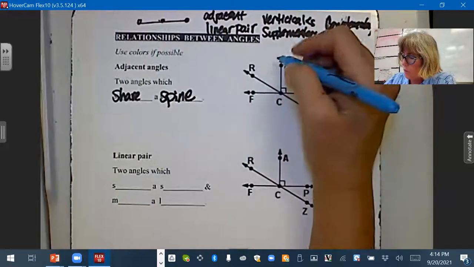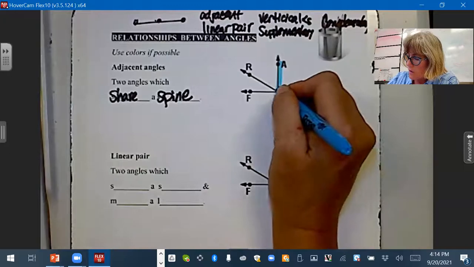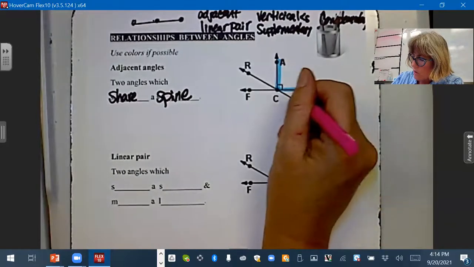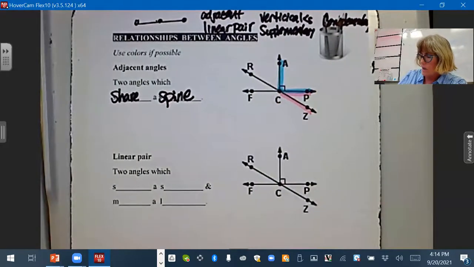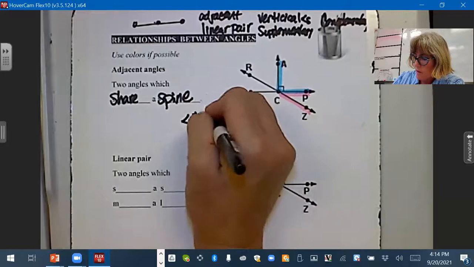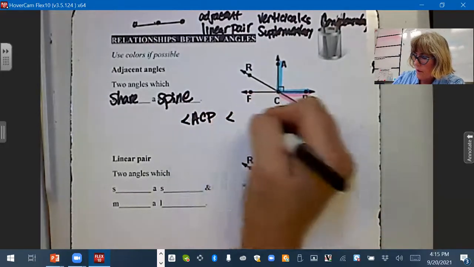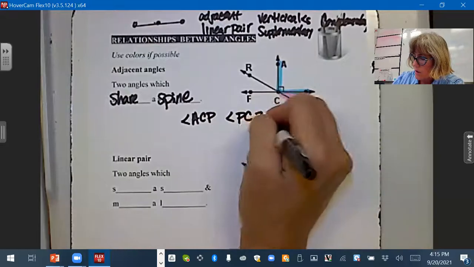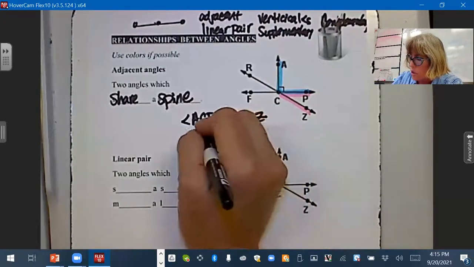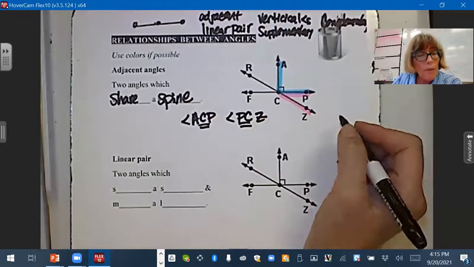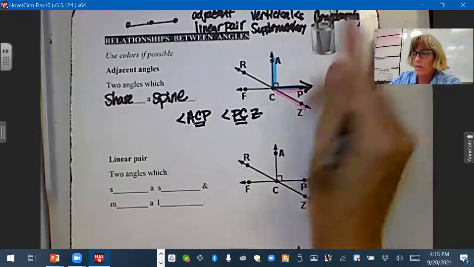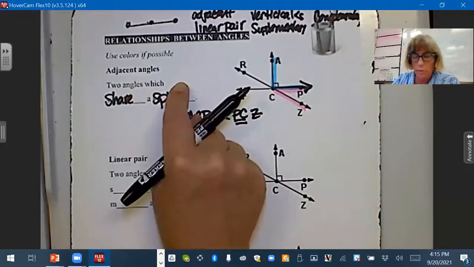So for example, ACP and PCZ, those are adjacent. Angle ACP and angle PCZ. Now, if you look very carefully, they're adjacent. Here's a clue in the letters themselves. Do you notice how we have 2 overlapping letters? That is what we call the spine, or a common ray. So adjacent means next to, share a spine.